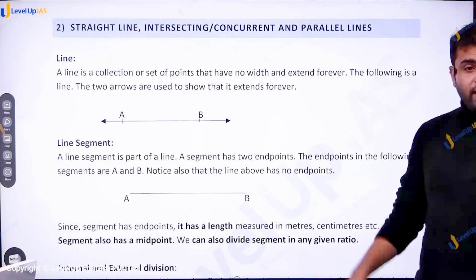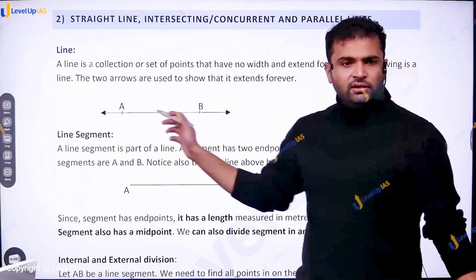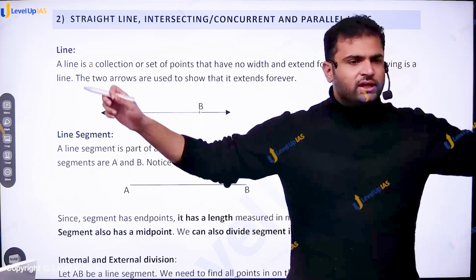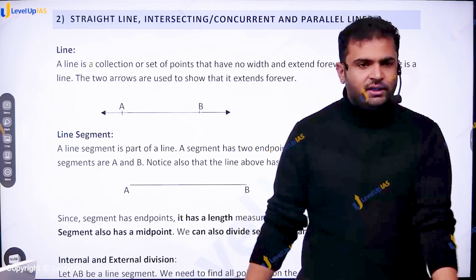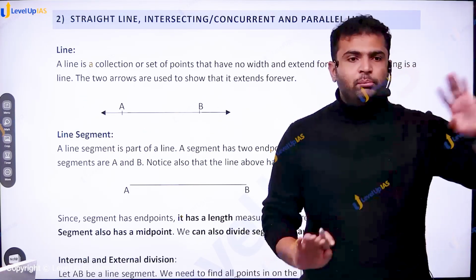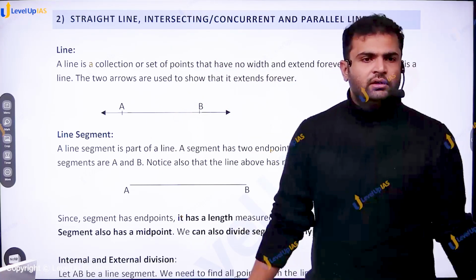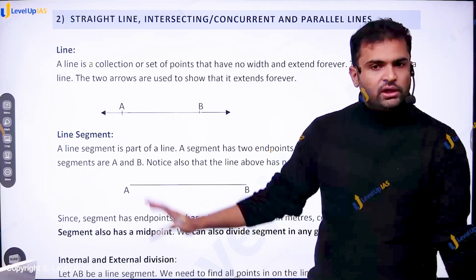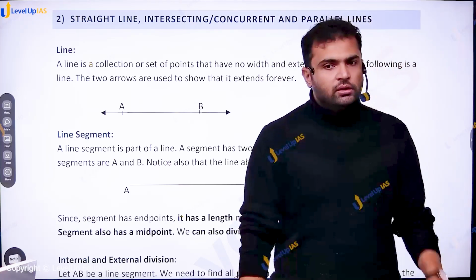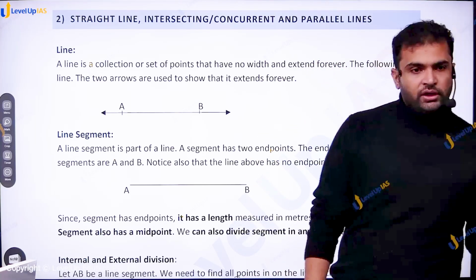Then you have a straight line. A straight line is infinitely directed towards both directions. It can stretch infinitely. We are all talking about what is happening in a plane. This is a plane. We are not talking about 3D. We are talking about 2D, what is happening on a plane or a piece of paper. And we are dealing with Euclidean geometry.